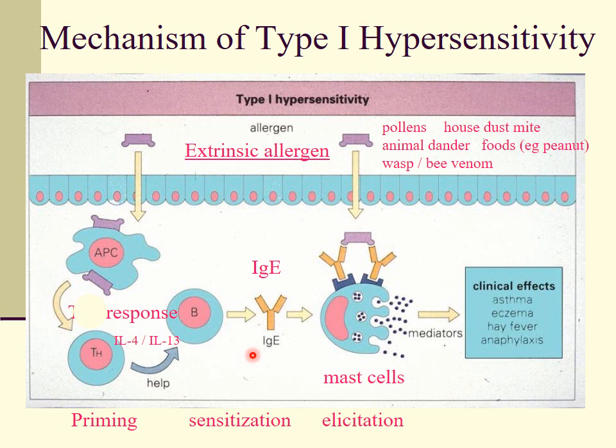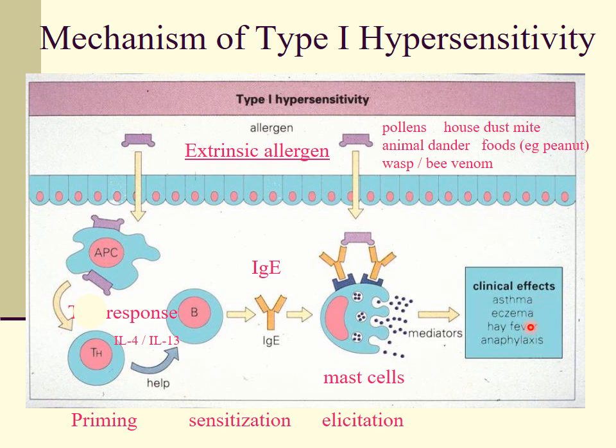Afterwards, what happens next, when the same antigen, the same allergens, gain entry again? These IgE are attached to the mast cells. So when the allergen is attached to the antibody's variable region, what happens? These mast cells are degranulated and they release the allergy mediators that cause the clinical effects of allergy.